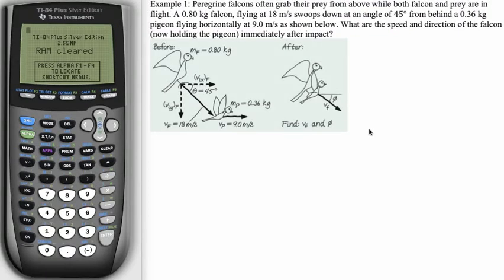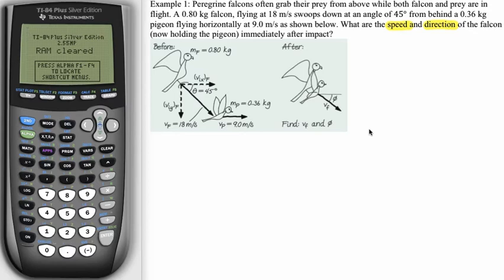Okay, here we're looking at an inelastic collision between two birds. This is happening in two dimensions, so we're going to have to consider motion in x and y. It is a fully inelastic collision. The birds are going to stick together and travel as one after the collision. And we have two unknowns. We are asked for the speed and direction.